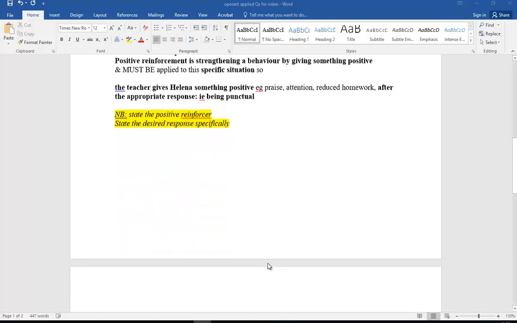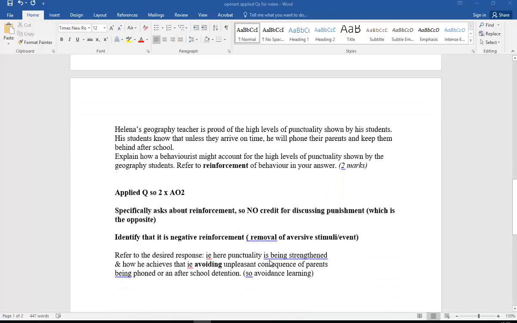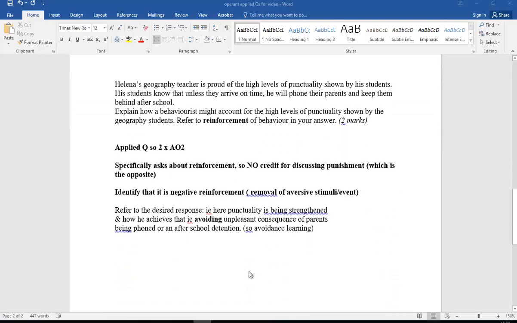Okay, so moving on to the next question, a follow-up question. Helena's geography teacher is proud of the high levels of punctuality shown by his students. His students know that unless they arrive on time, he will phone their parents and keep them behind after school. Explain how a behaviourist might account for the high levels of punctuality shown by the geography students. So refer to reinforcement of behaviour in your answer. So again, it's an application question, so 2 AO2s.